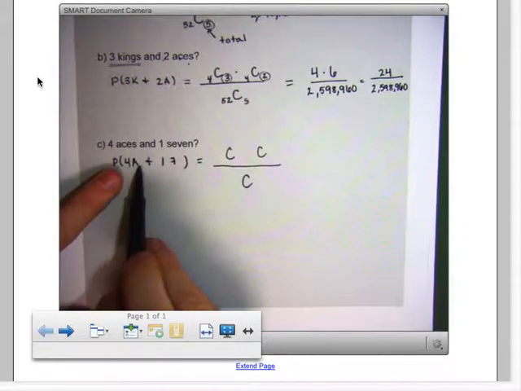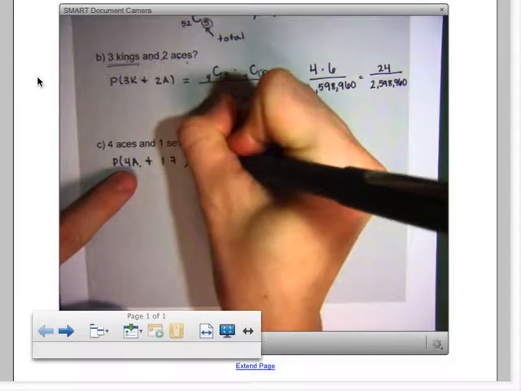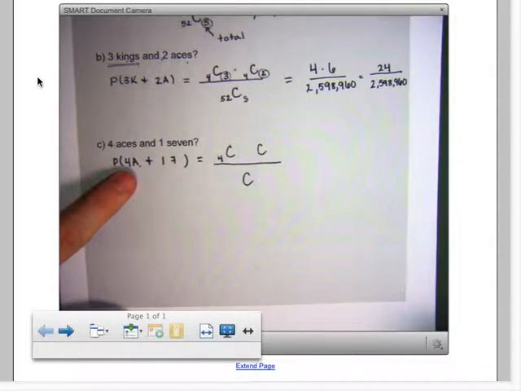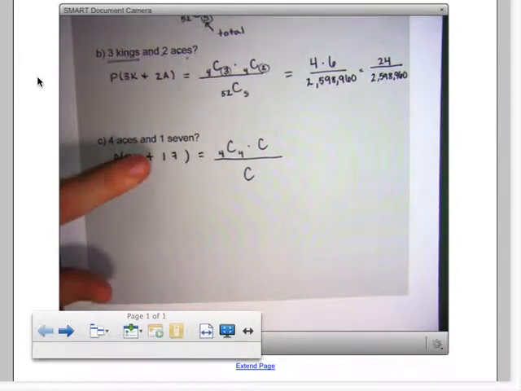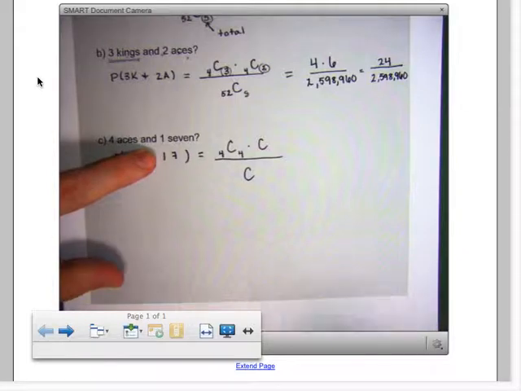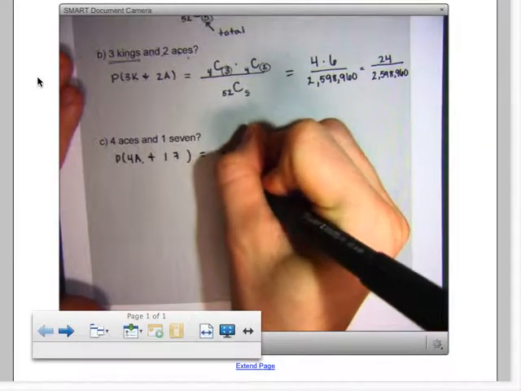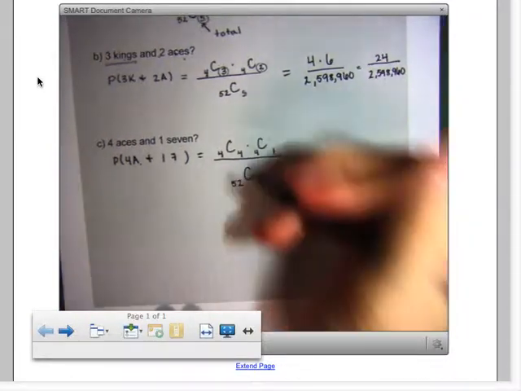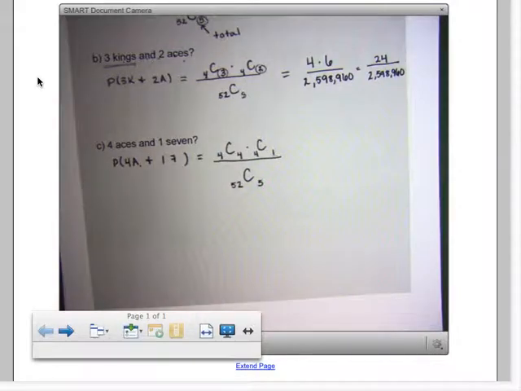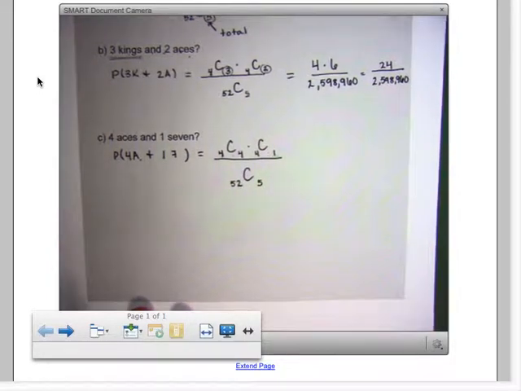So if I start with my 4 aces, remember on the left is the total. There are 4 aces in a deck. So I'm going to put a 4 there. I want 4 of them. So we have 4C4. For this one, I want 1 7. So again, there are 4 7s in a deck, and I only want 1. And then down here for my total, we have 52 cards total, 4 and 1. So I want 5 of those cards. So 52C5. Okay, and then final step, just plug all these into your calculator and it'll give you your fraction.